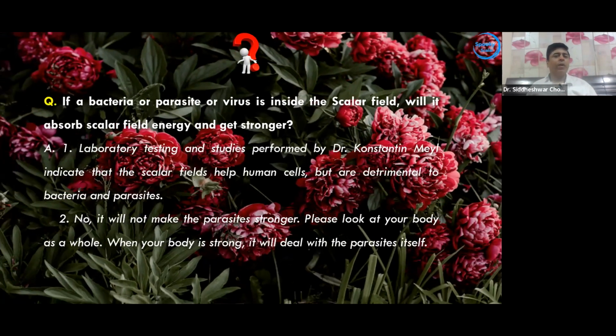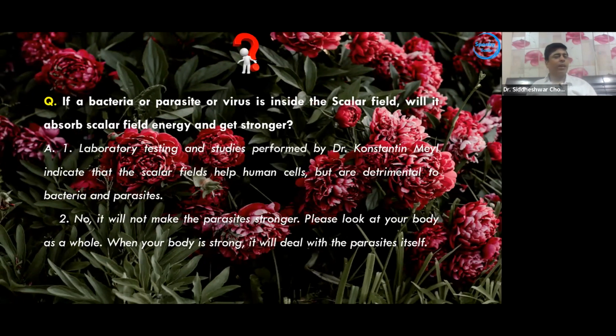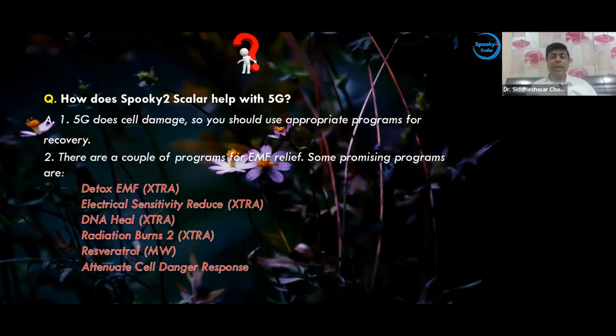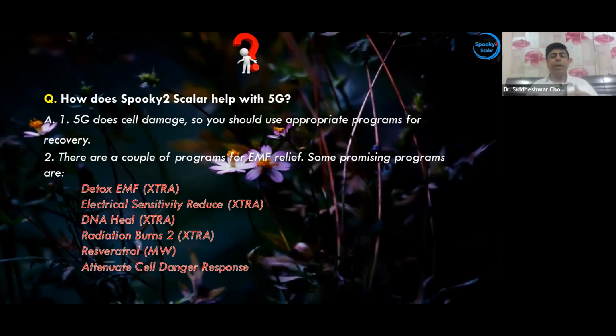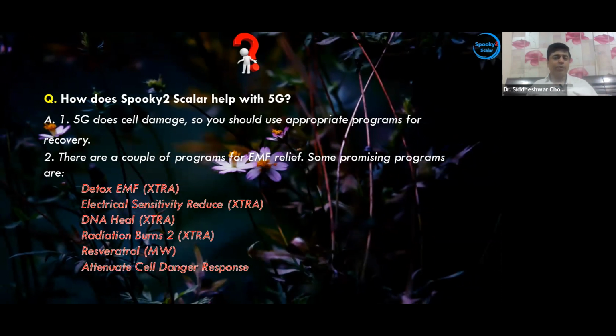If a bacteria or virus is inside the scalar field, does it absorb the scalar field and get stronger? The answer is no. Simple answer is no, because the scalar field itself by nature is detrimental to the pathogens. So pathogens definitely don't like the harmony. If they liked harmony, we would actually be stronger in the presence of pathogens.